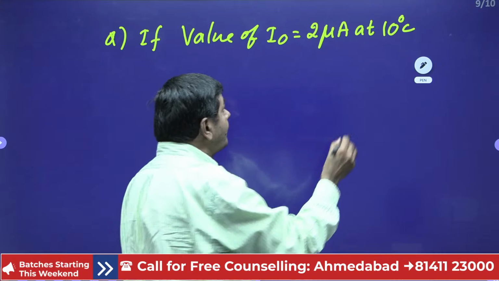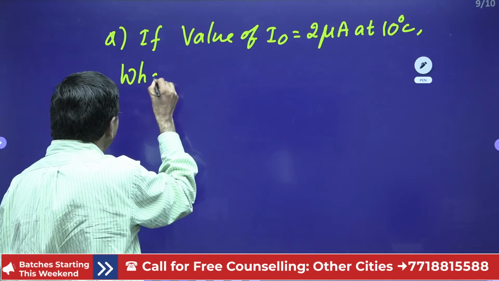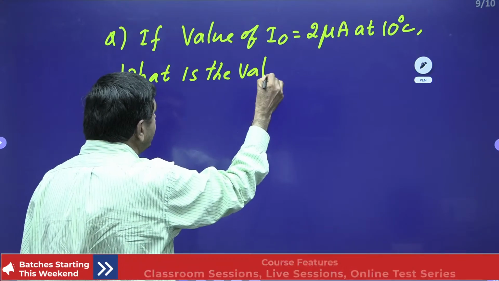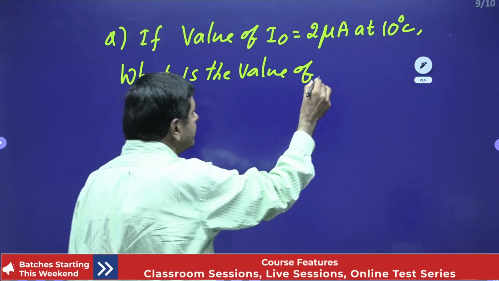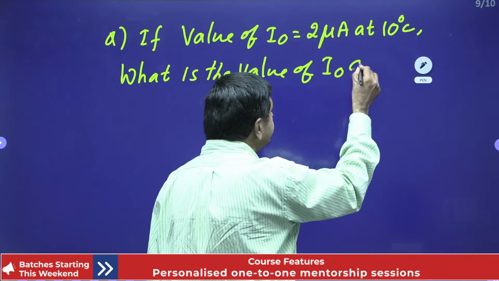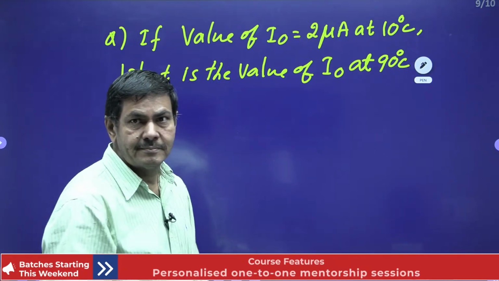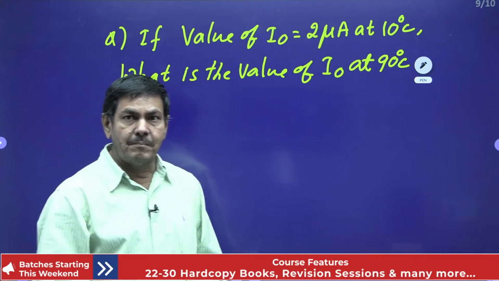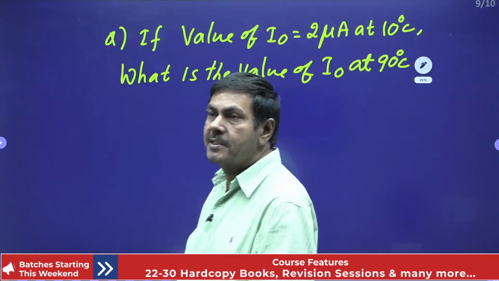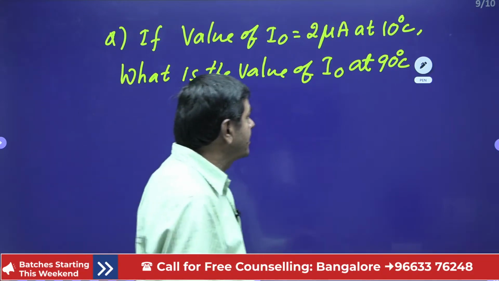What is the value of I naught at 90 degrees centigrade? That is the given problem. I gave you the formula. By using that formula, easily you can determine the reverse saturation current at a temperature of T2. How can we do this? I will do this problem. Please watch it.